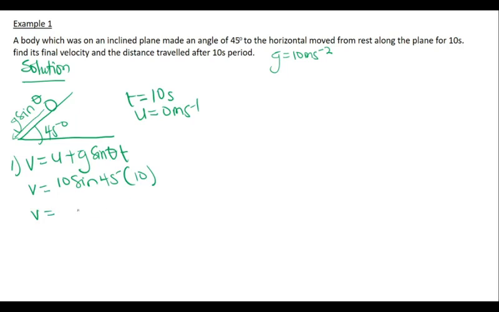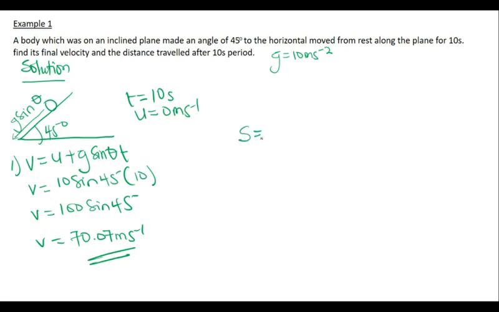So this is technically 100 sine 45. And then if we punch this into the calculator, we are going to get 70.07 meters per second as the final velocity of this body moving down the plane. Now we have to find the distance traveled, which is more like our height, or s. So we use s for the distance traveled.